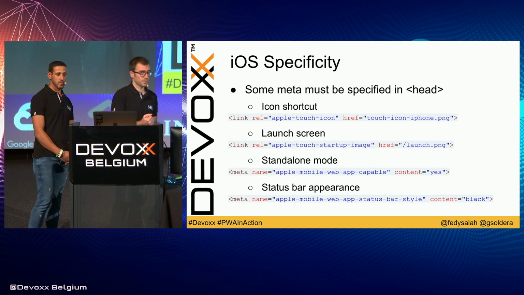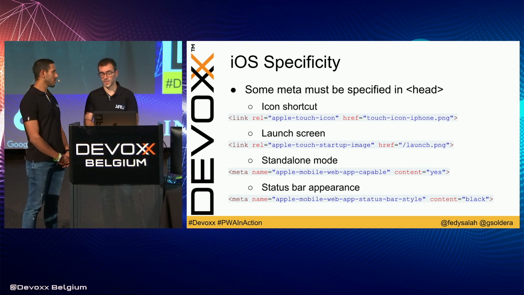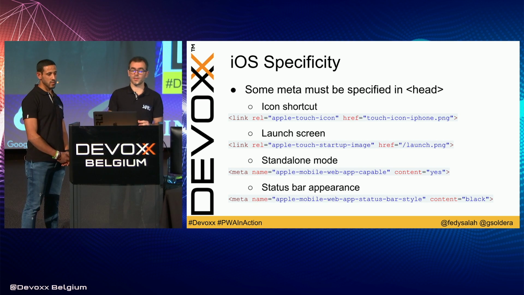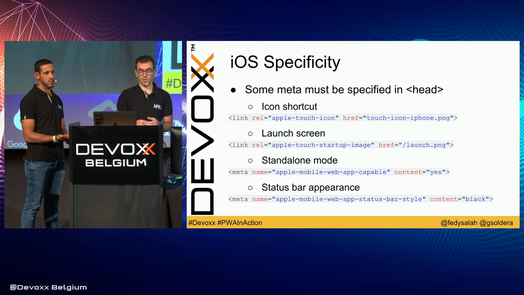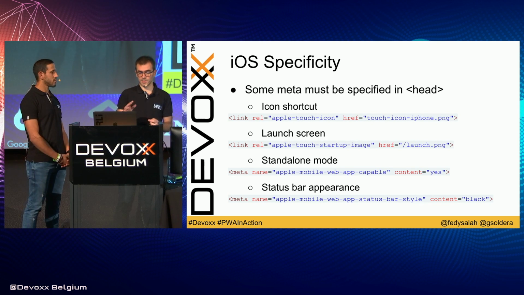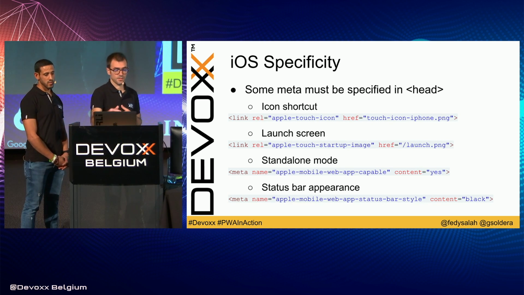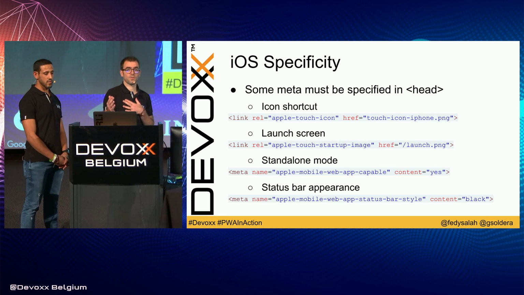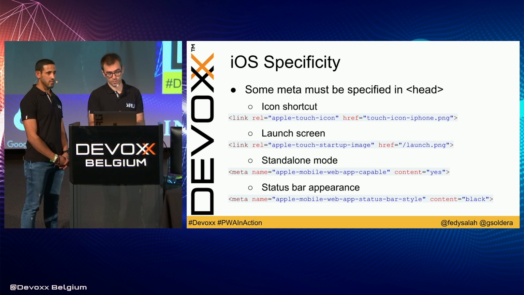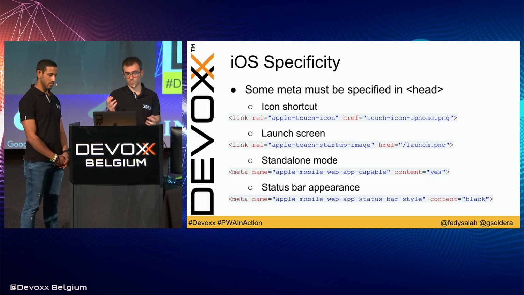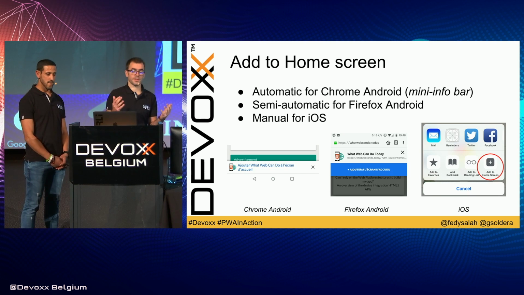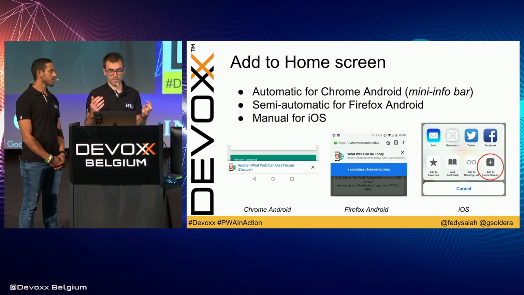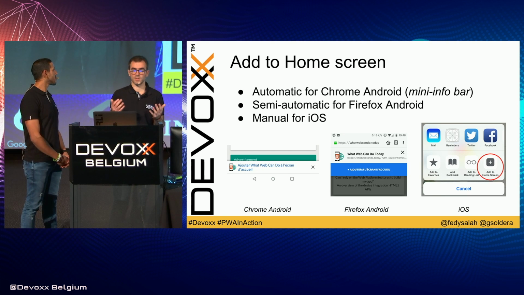For iOS, there are some specificities because iOS doesn't handle add to home screen yet. So there is an alternative. You can add these meta tags in your header to have an icon shortcut, to have a launch screen, to have a standalone mode or other. And when all these criteria are met, this add to home screen prompt can be shown.